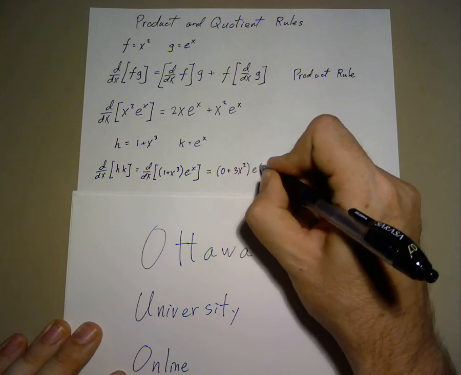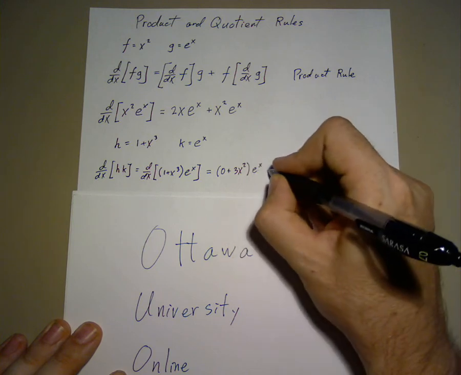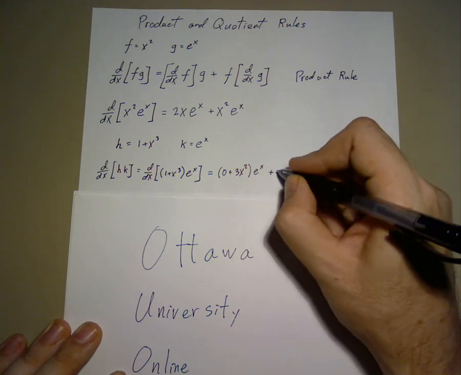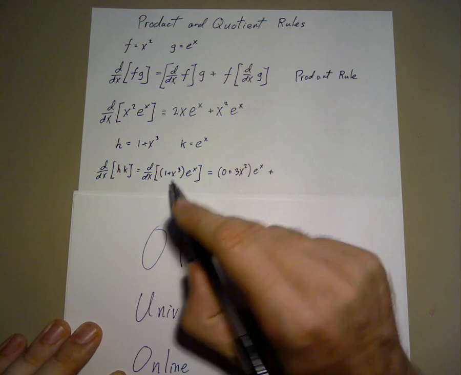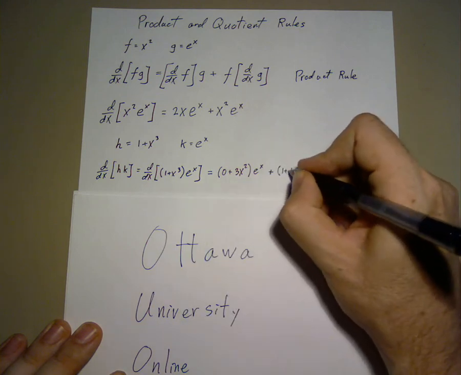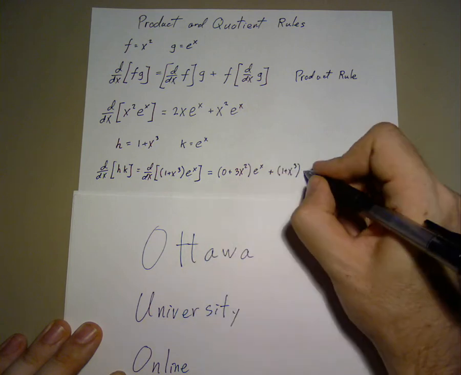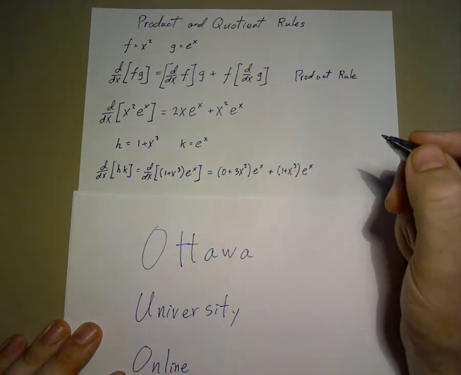times our second function, e to the x, plus our first function, 1 plus x cubed, times the derivative of e to the x, which is e to the x.